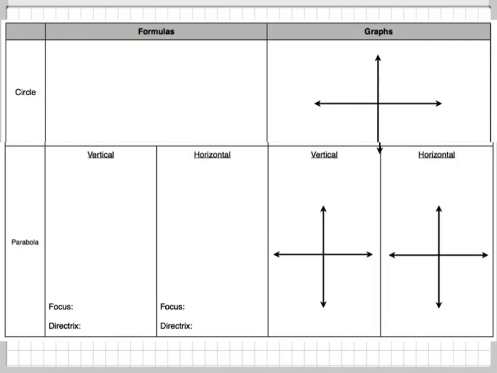So here's your formula sheet, and here are some of the formulas. Now the first conic section I want to look at is the circle, just because the circle is the most simple out of all the conic sections. There it is. That is the formula for the circle.